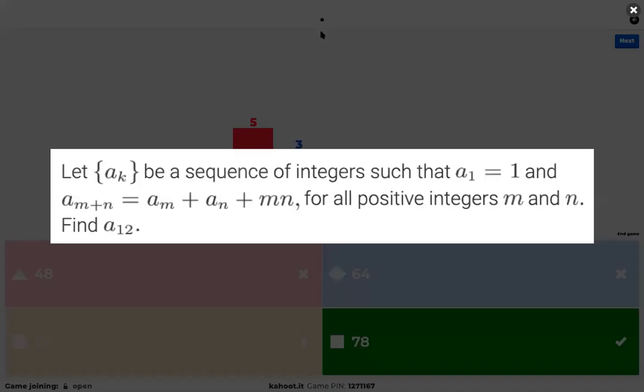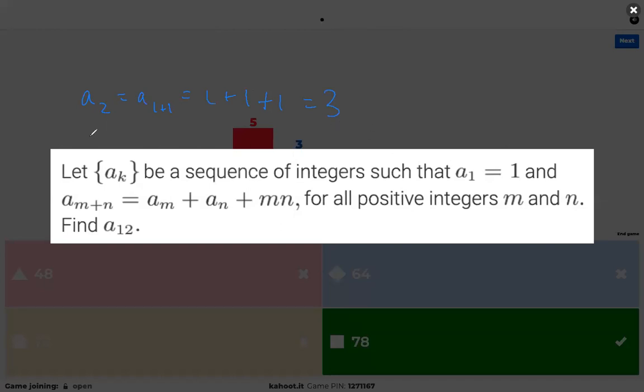Yeah, let's talk about this one. All right, we know what A1 is. So using that, we can get what A2 is. So A2 or A1 plus 1 is A1 plus A1. So 1 plus 1 plus 1 times 1, which equals 3.